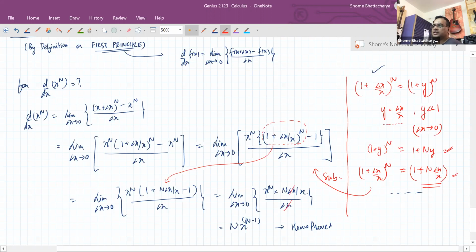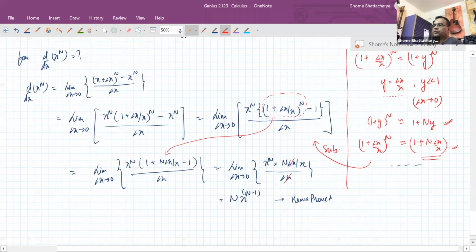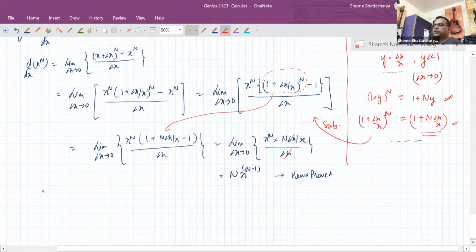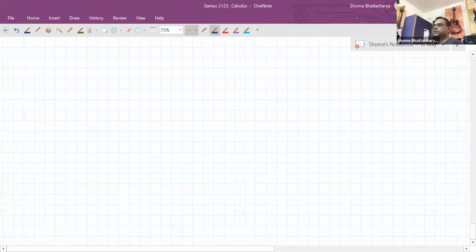So 1 plus delta x by x to the power n, instead of expanding it fully by the theorem, we are just applying the approximation, that the third, fourth, and all those terms are negligible. So that's how that's happening. Right. So hope this proof is clear. Okay. Now, having done the proof, as I told you, the proof is not going to be important for us. What is going to be important is the application, which you've already seen in those questions that we've done before.